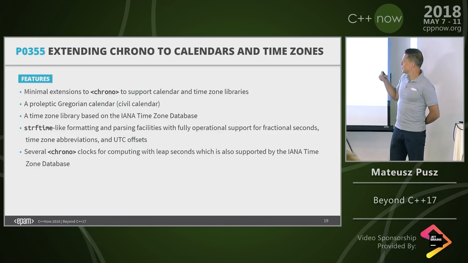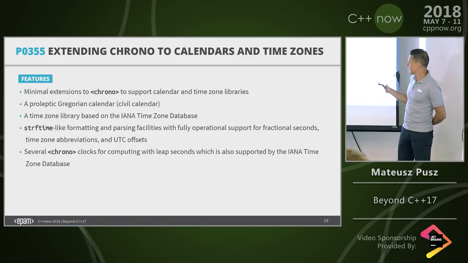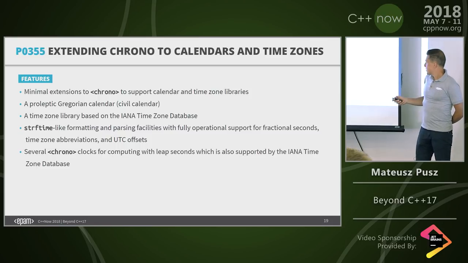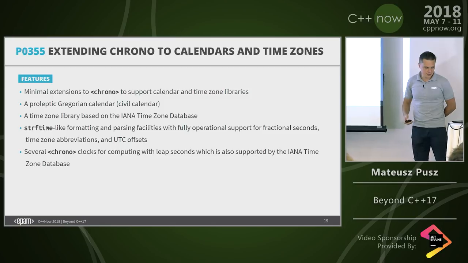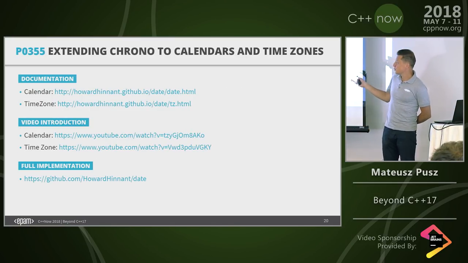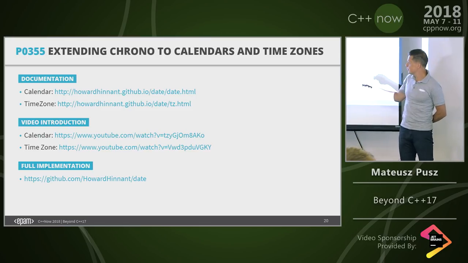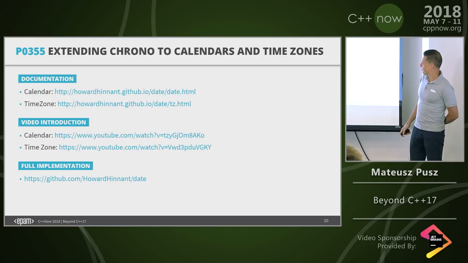As I said, these are the extensions to chrono. Civil calendar is supported. The IANA database is the source of the information about the time zones. Also, some clocks were added that support the IANA time database. If you would like to start using it, as I said, I'm using this in production for 2 years right now. You can go for the documentation, video, or the implementation by Howard Hinnant. All of this is top notch, top class documentation, video, and implementation, of course, too.